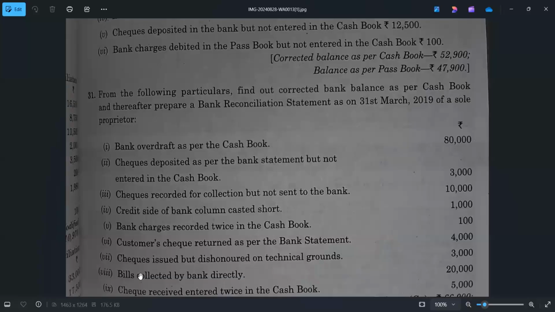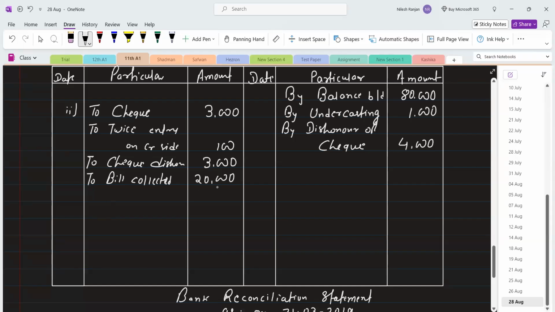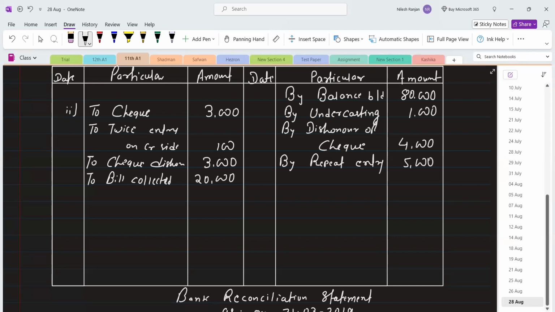After that, there is check received, entered twice in the cash book. So we have received the check and entered it twice in the cash book. So by repeat entry, 5,000. Understood? So most of the items are errors here. Okay.